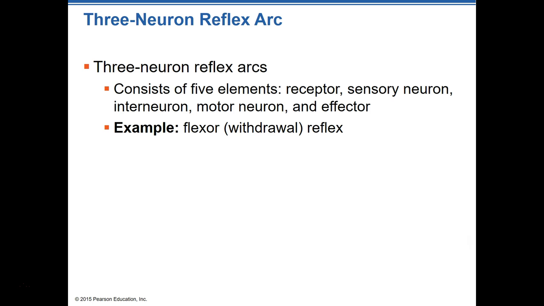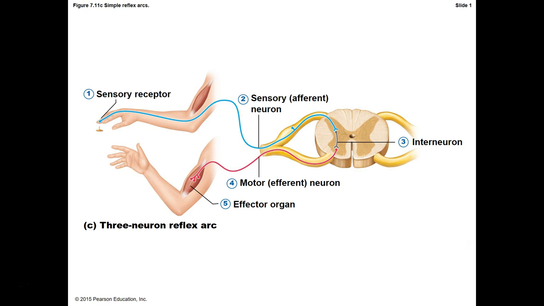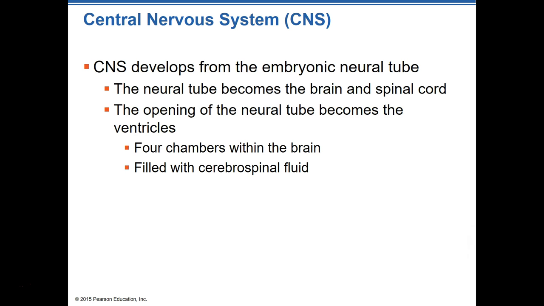It's kind of funny. Three neuron reflex arcs have five elements: receptor, sensory neuron, inner neuron, motor neuron, and effector. It's that withdrawal reflex, so there's a little bit more involved here than just your standard reflexes. This is that whole thumbtack thing, pulling away, so there's usually more muscle groups involved in this. A little bit more going on there, okay?